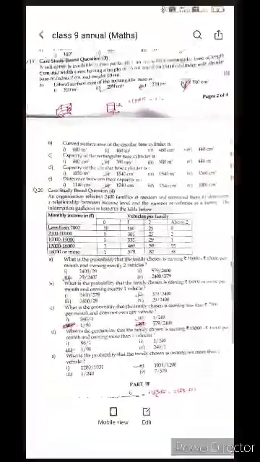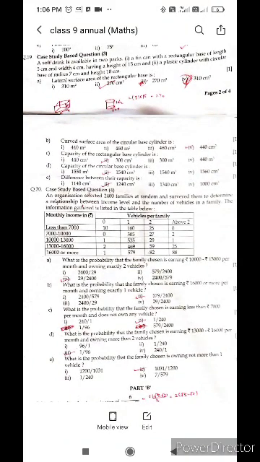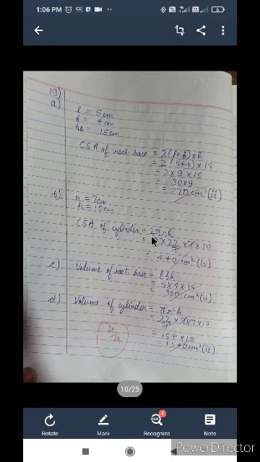Now the third part, they are asking the capacity of the rectangular base and the cylinder, that is the volume. Volume of the cuboid formula is LBH, that is 5 into 4 into 15, 300 centimeter cube, and volume of cylinder is pi r square h. Substituting the values, we get 1540 centimeter cube.